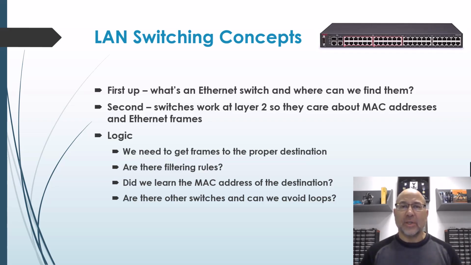Now, as far as the switch logic goes, we know that we have a couple of different MAC address types. We have a couple of different Ethernet types. And so we have to make sure that we can do a couple of things. One is we have to get the Ethernet frames to their proper destination. We have to ask ourselves whether or not there are filtering rules, right? Are we controlling traffic? Did we already learn the MAC address to the destination? So there's this question whether or not I have to update my table. And then are there other switches and can we avoid loops? So there's actually a whole bunch of stuff at layer 2 that happens. And then at the end of the Ethernet frame, you can do some error checking, right? We have the CRC or cyclical redundancy check, the frame check sequence.